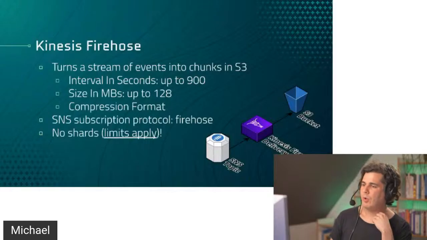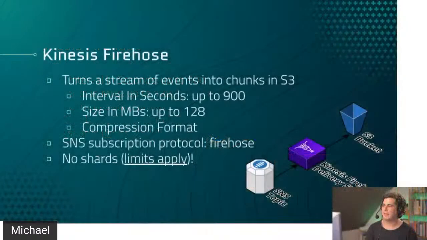All right. So I'm starting with Kinesis Firehose because that's the first thing that really is important to the architecture. What it does is it turns a stream of events into chunks that it stores in an S3 bucket. And you can configure more or less two options. One is the interval in seconds, and this can be up to 900 seconds, which is 15 minutes. So Kinesis Firehose can wait up to 15 minutes before it writes a new chunk down to S3. So it collects events of the past 15 minutes.